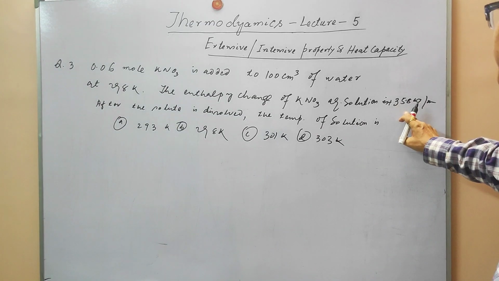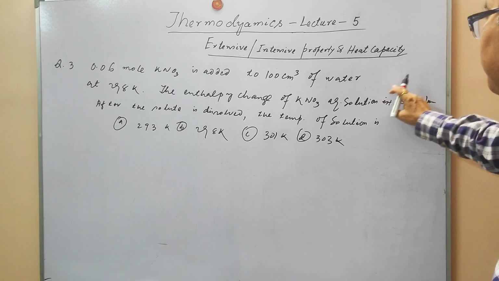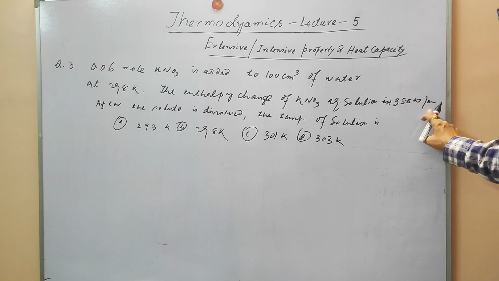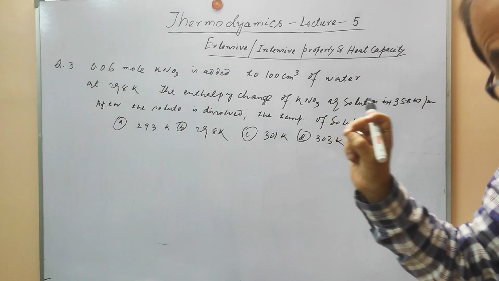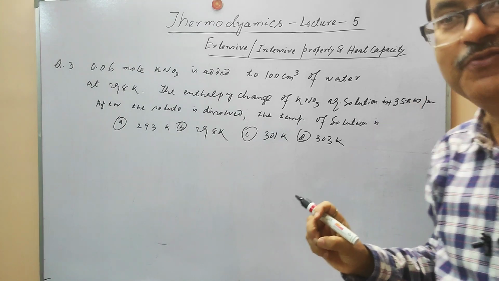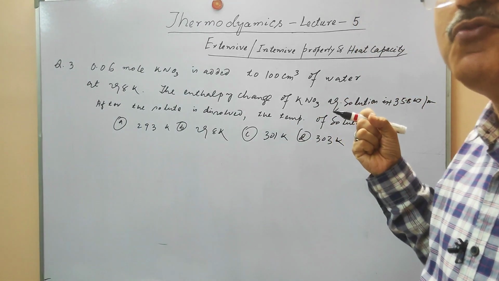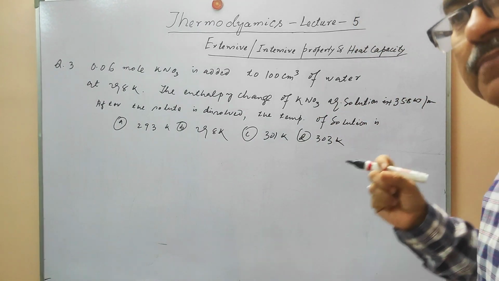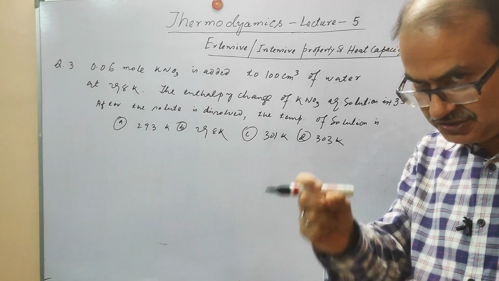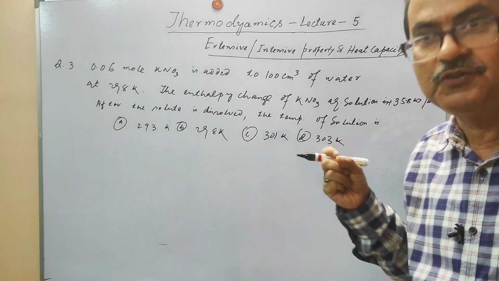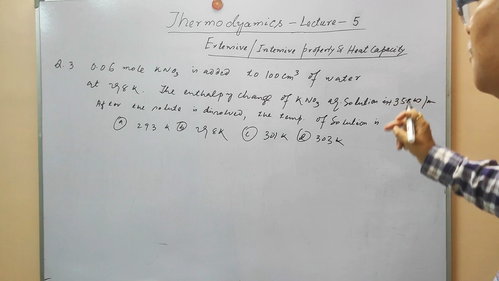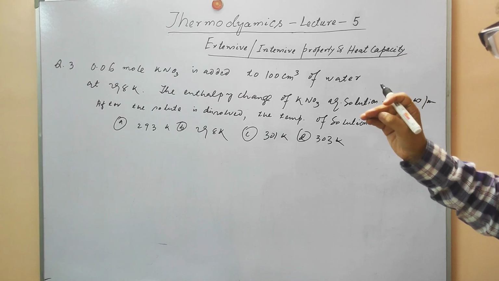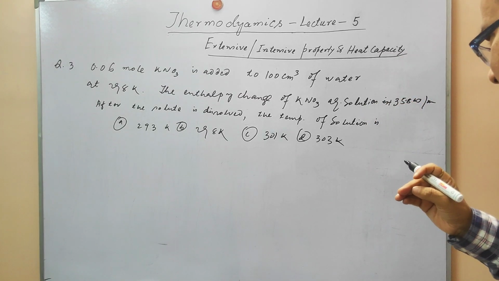So what is going to happen? You can see here the 35.8 kilojoule per mole. This is the endothermic reaction. And if it is an endothermic reaction, then it will take up the heat from where? From the surroundings, that is from the water. And the temperature of the water will decrease.